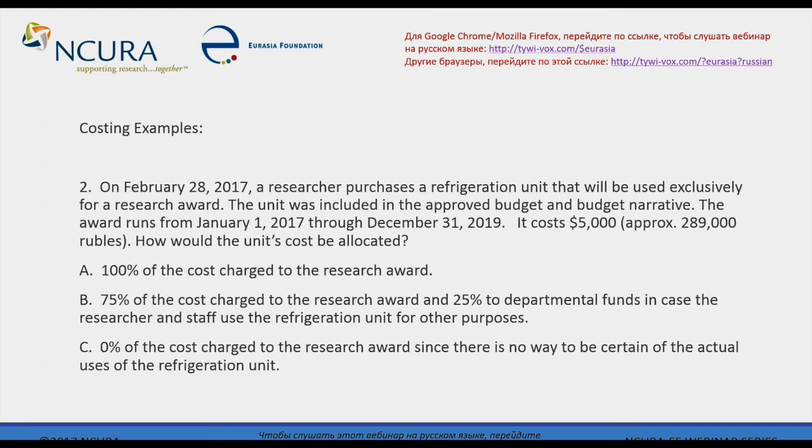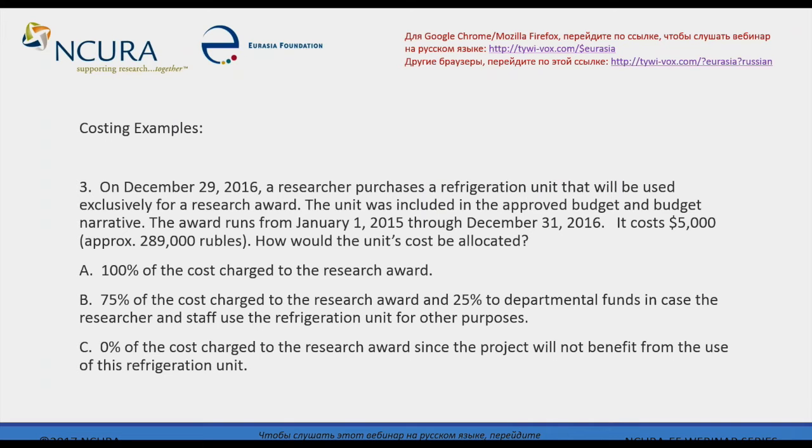The answer is A. The equipment was purchased and was proposed and accepted in the approved award. At the time of purchase, there is no reason to assume that the unit will be used differently than it was originally proposed.